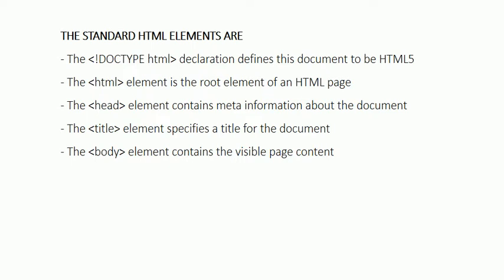So the four elements that define the HTML are HTML itself, which is the root of the HTML page. Then we have the head, which contains the information about the document. We have the title element, which specifies the title of your HTML web page. Then we have the body. The body contains the visible page content.